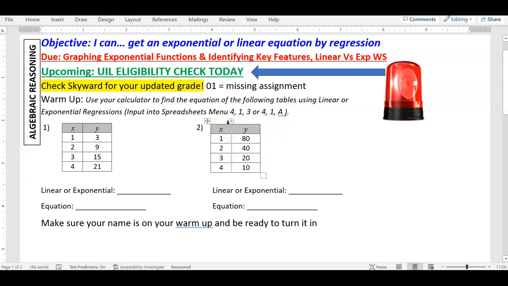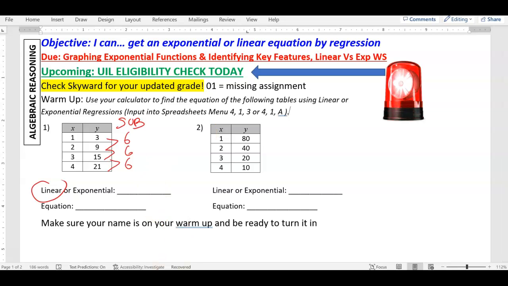So remember, first thing you're going to do is subtract. I'm going to subtract bottom minus top. 9 minus 3 is 6. 15 minus 9 gives me 6. And then 21 minus 15 also gives me 6. Since all of those common differences are the same, that means it's going to be linear. That's what we learned in Unit 1.